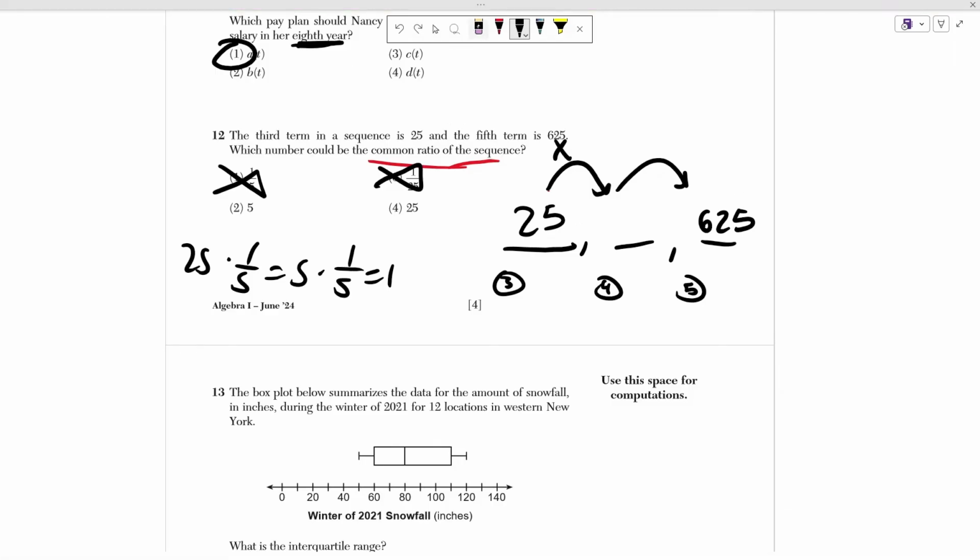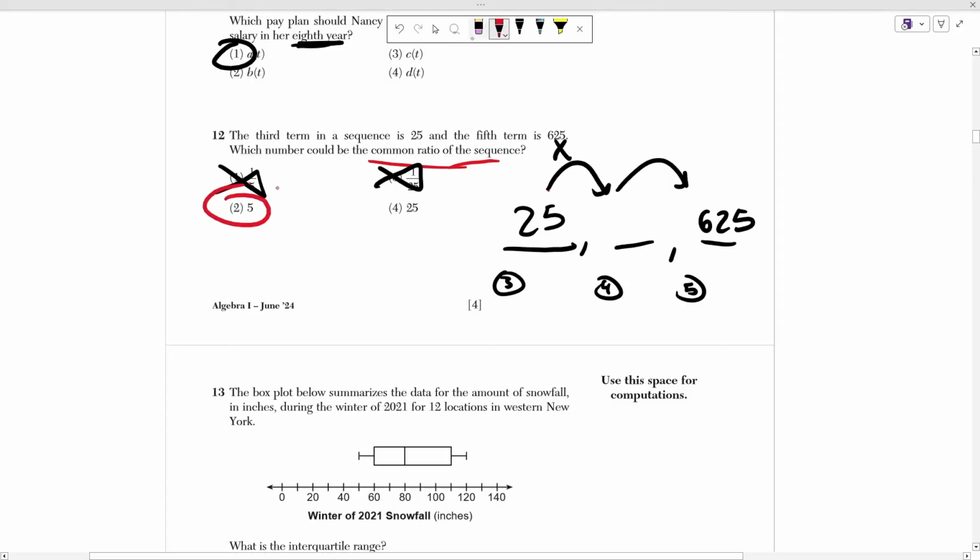Now that leaves us with 5 and 25. The correct answer here is going to be 5 because 25 times 5 is 125, and 125 times 5 is going to be 625. The answer is not 25 because 25 times 25 is equal to 625, which means that the fourth term would be 625 if it was a common ratio, not the fifth.